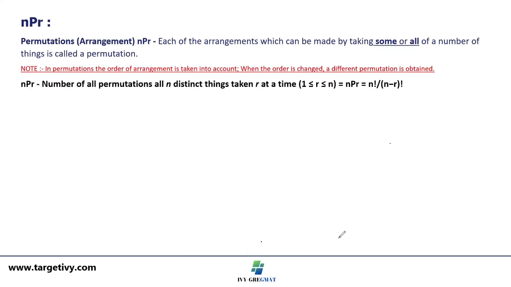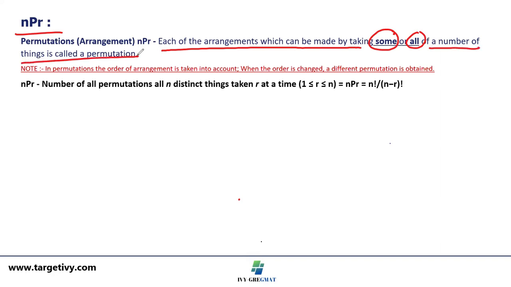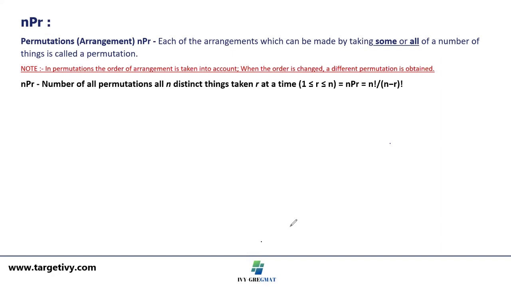Well, we have come to this formula with a reason because it makes our life much easier. Permutation, nPr: each of the arrangements which can be made by taking some or all of the number of things is called a permutation. So permutation is not necessarily 4 chairs, 4 people. It may be 4 chairs and 15 people, or 3 chairs. So the number of all permutations of n distinct things taken r at a time is nPr.